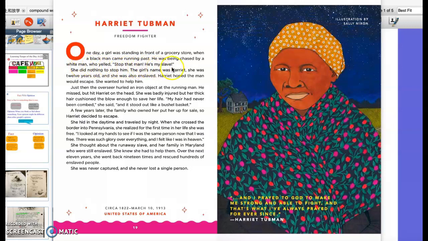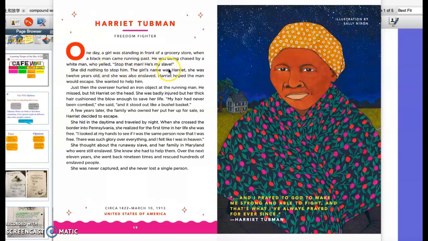He's my slave!" Right. See, for this one, because this one has an exclamation point for the sentence, and we know that it is yelled by a white man, right? So for this sentence, I will do, he was being chased by a white man who yelled, "Stop that man!